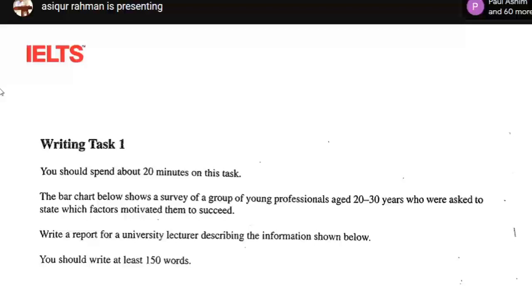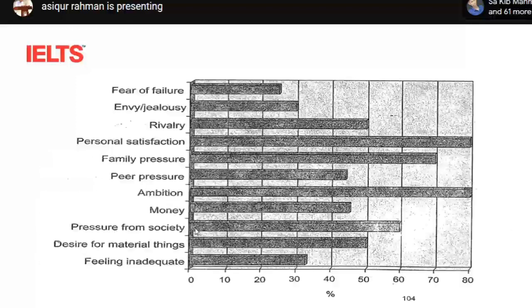So a survey was done on people aged 20 to 30 years old, and the survey included young professionals who were successful, and the survey questions are basically the factors which motivated them to succeed. Which factors were predominant? In this graph, you can see some bars are longer, in percentage, you can see the percentage sign. So 0% to 80%, isn't it? So you can see these are the factors which motivated them to succeed.